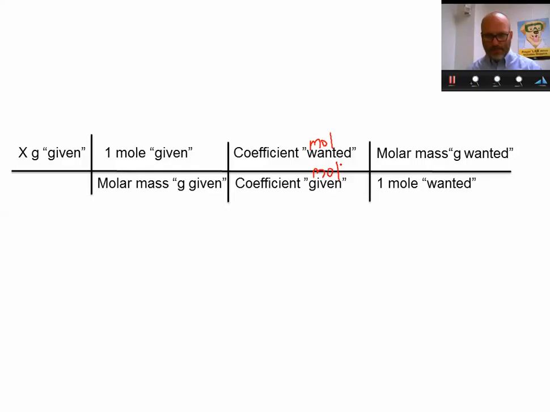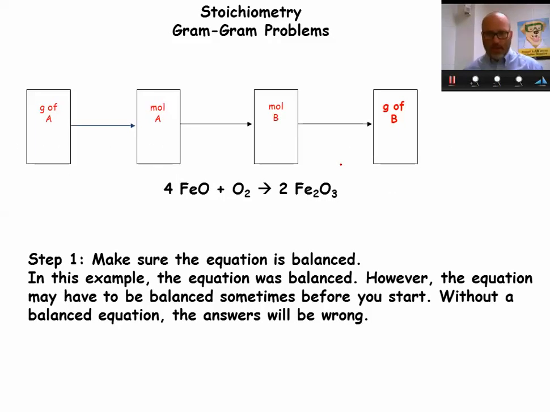All right. So when you do a gram-to-gram problem, a mole-to-mole problem, any stoichiometry problem, you have to make sure the equation is balanced. All right. So the equations we're looking at today are already going to be balanced, but you need to check it out, because if you don't have the correct balanced equation, then the answers are going to be wrong.